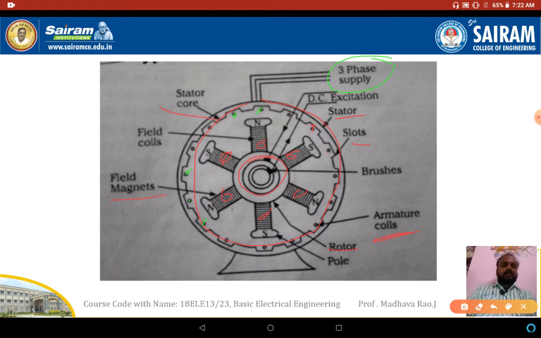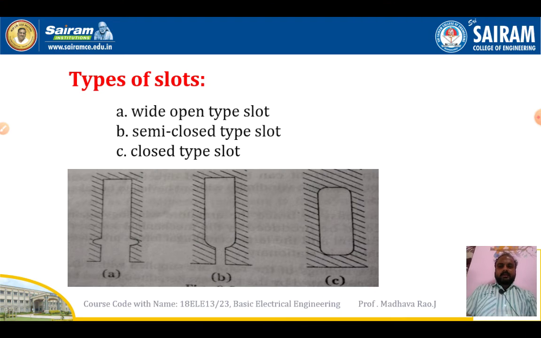Next we will see the types of slots used in the synchronous generator. Here we use three different types of slots: wide open type slot, semi-closed type slot, and closed type slot.